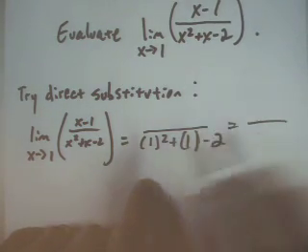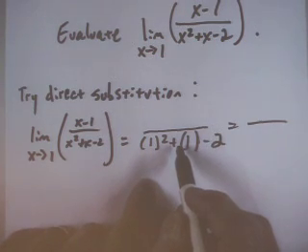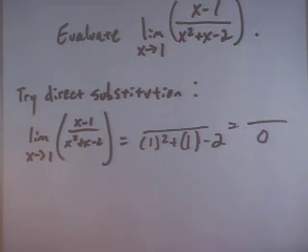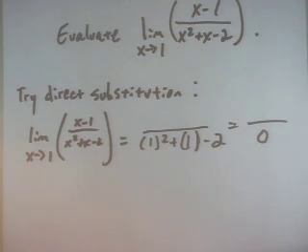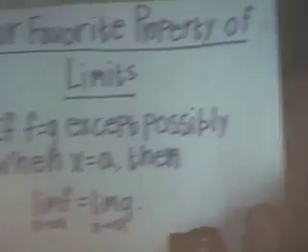Well, that gives us in our denominator, 1 squared is 1. 1 plus 1, as we've known for a long time, is 2. And 2 minus 2 is 0. And so we have 0 in our denominator, and we have an undefined expression. So, whoa, what do we do? Direct substitution is not working. Oh, this is where we fall in love with this property.